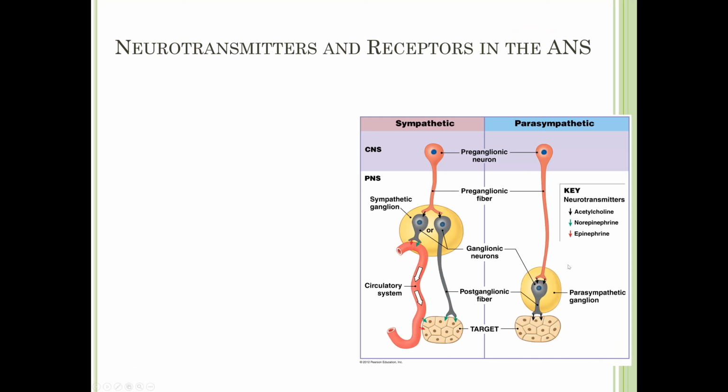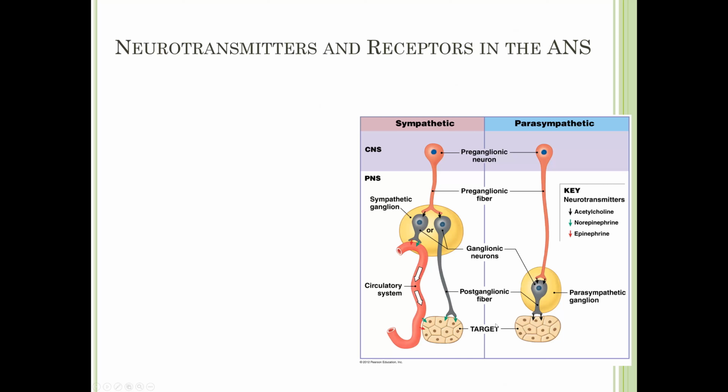All right, so those are the two major neurotransmitters. Now let's see where they can be found in the autonomic nervous system. So we have our sympathetic nervous system picture on the left. We have our parasympathetic nervous system picture on the right. Remember, in the sympathetic division, we have short preganglionic neurons. We have the ganglia that are typically located close to the spinal cord, and we have much longer postganglionic fibers.